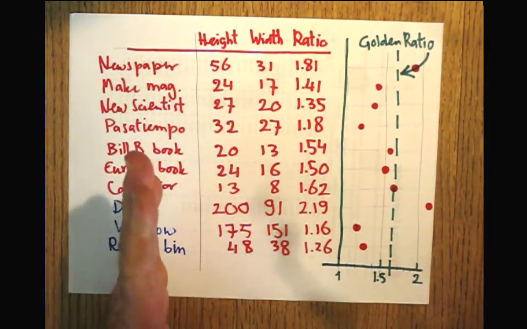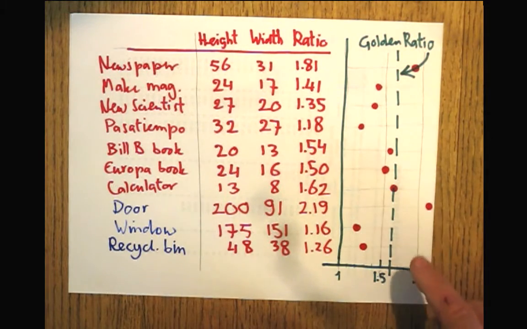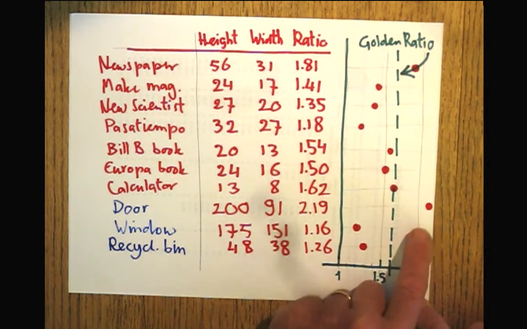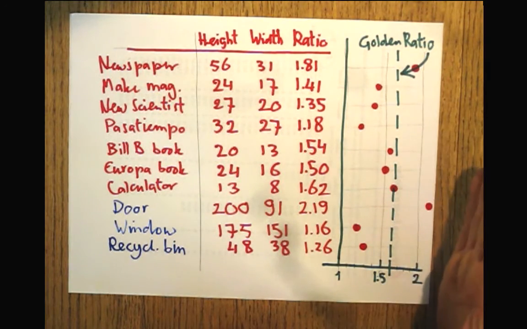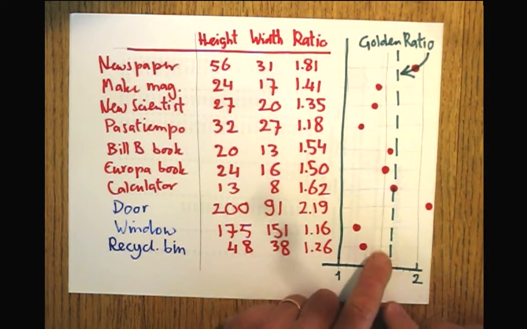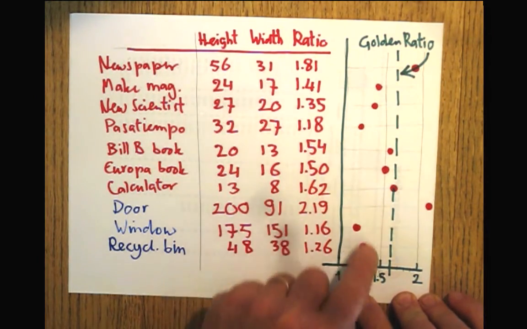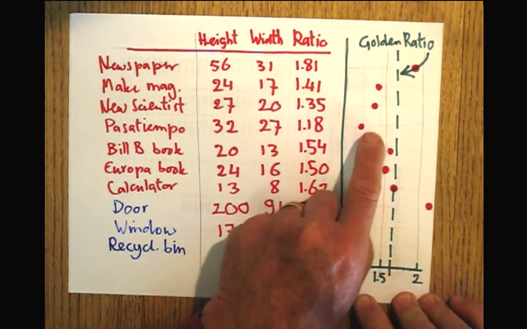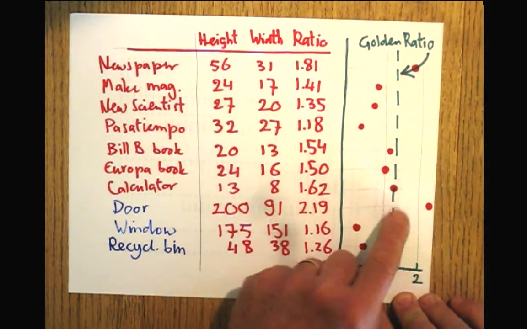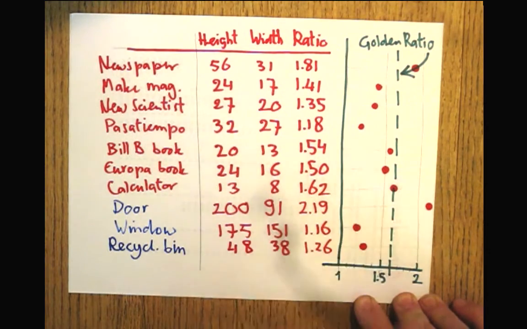Now let's look at these things. Most of the ratios of these rectangles that we saw fall on the left-hand side of the golden ratio. A few of them fall on the right-hand side. Notice that the right-hand side, where the ratio is like 1.8 or 2, is where things are tall and skinny. The door, the newspaper. On the left-hand side are things that are more squat, more fat than the golden ratio. Most books, the magazine, and the only one that falls really on the golden ratio is the calculator.